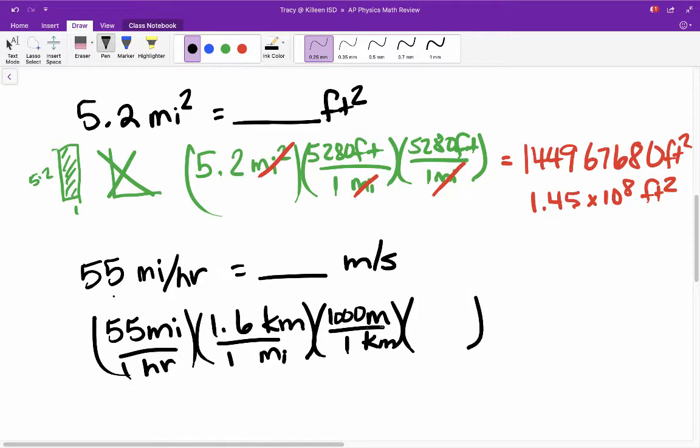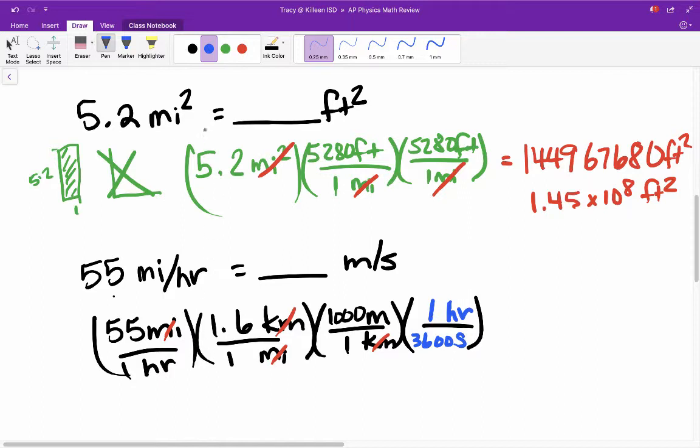Now, if you can see, my miles went away, my kilometers went away, and I've got meters. Now, how do I get rid of hours and turn it into seconds? Well, I want hours to cancel, so since hours is on the bottom, I'm going to put hours on the top because that'll make it cancel. And do I know how many seconds are in an hour? I do. There's 3,600 seconds in 1 hour. You might not know that. You might have to go from hours to minutes and then minutes to seconds. But again, memorizing stuff helps.